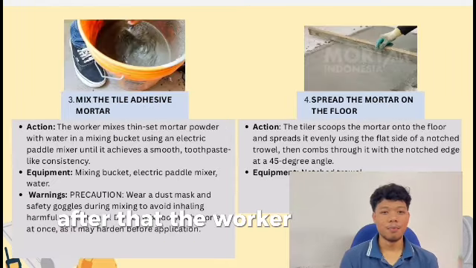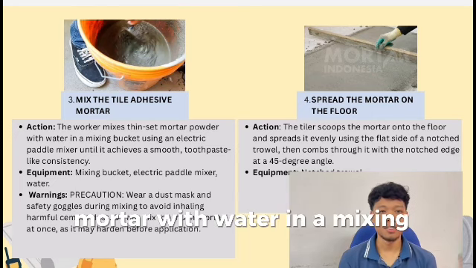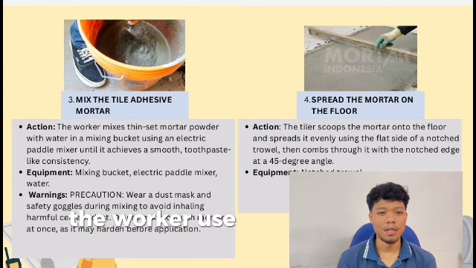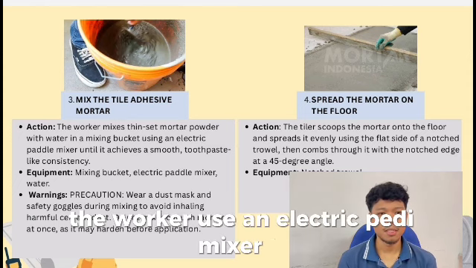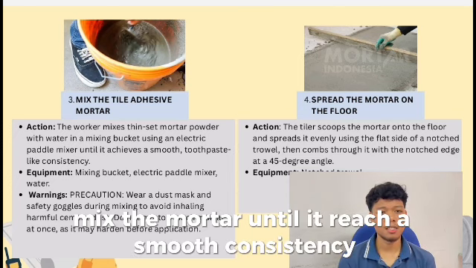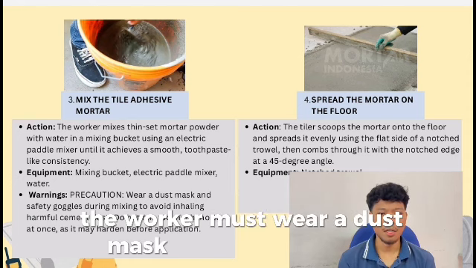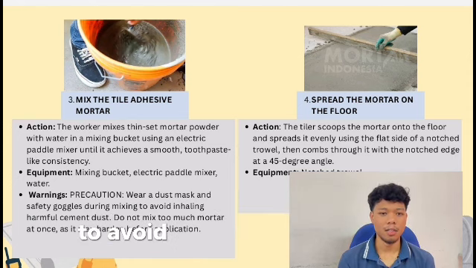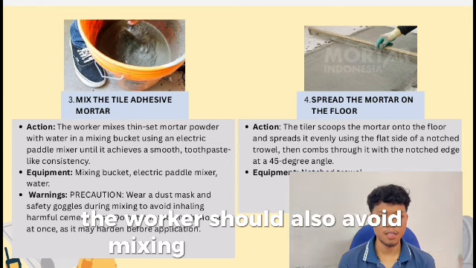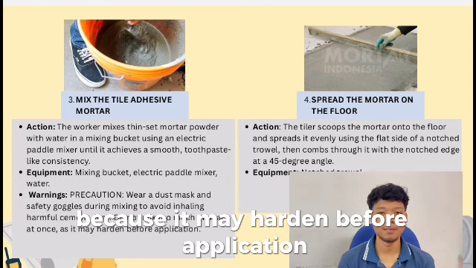After that, the worker mixes the tile mortar with water in a mixing bucket. The worker uses an electric paddle mixer to mix the mortar until it reaches a smooth consistency. The worker must wear a dust mask and safety goggles to avoid inhaling cement dust and getting dust into the eyes. The worker should also avoid mixing too much mortar because it may harden before application.